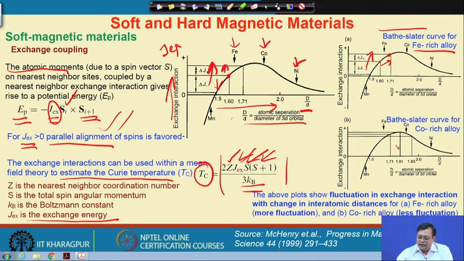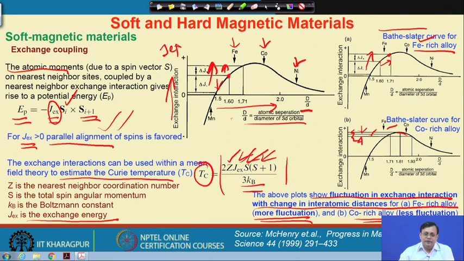Whereas, if I have, let us say, cobalt, and now add iron there, then the increase of the energy is very less. You can see that the increase of this energy delta J is very less compared to an iron rich alloy. Okay. So, such a fluctuation of the exchange interaction will change the interatomic distance in an iron rich alloy, which causes more fluctuation than a cobalt rich alloy, which has a lower fluctuation value.